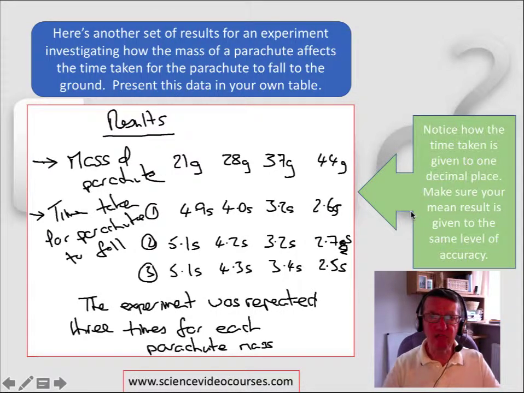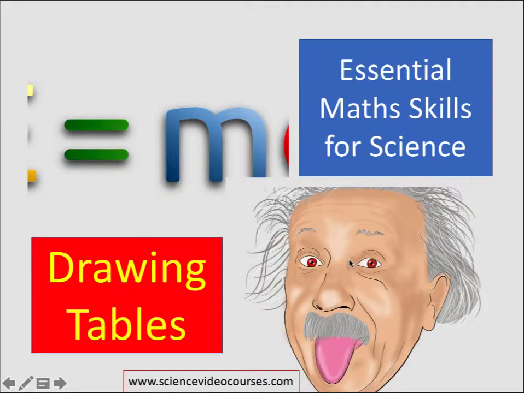So when you calculate your mean result, make sure you give the result the same level of accuracy, i.e. to 1 decimal place. Okay? Right, that's it. You are now a world expert at drawing tables. Have a go at the example I've just given you, and hopefully you'll find it nice and easy.